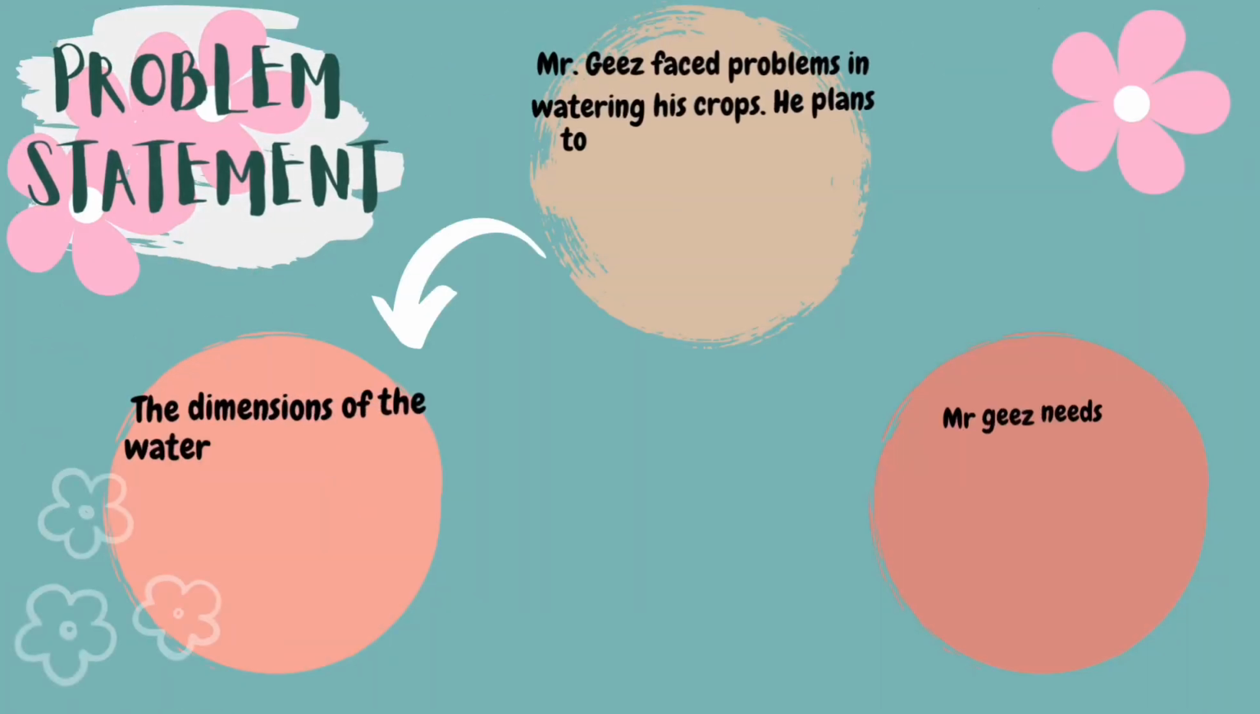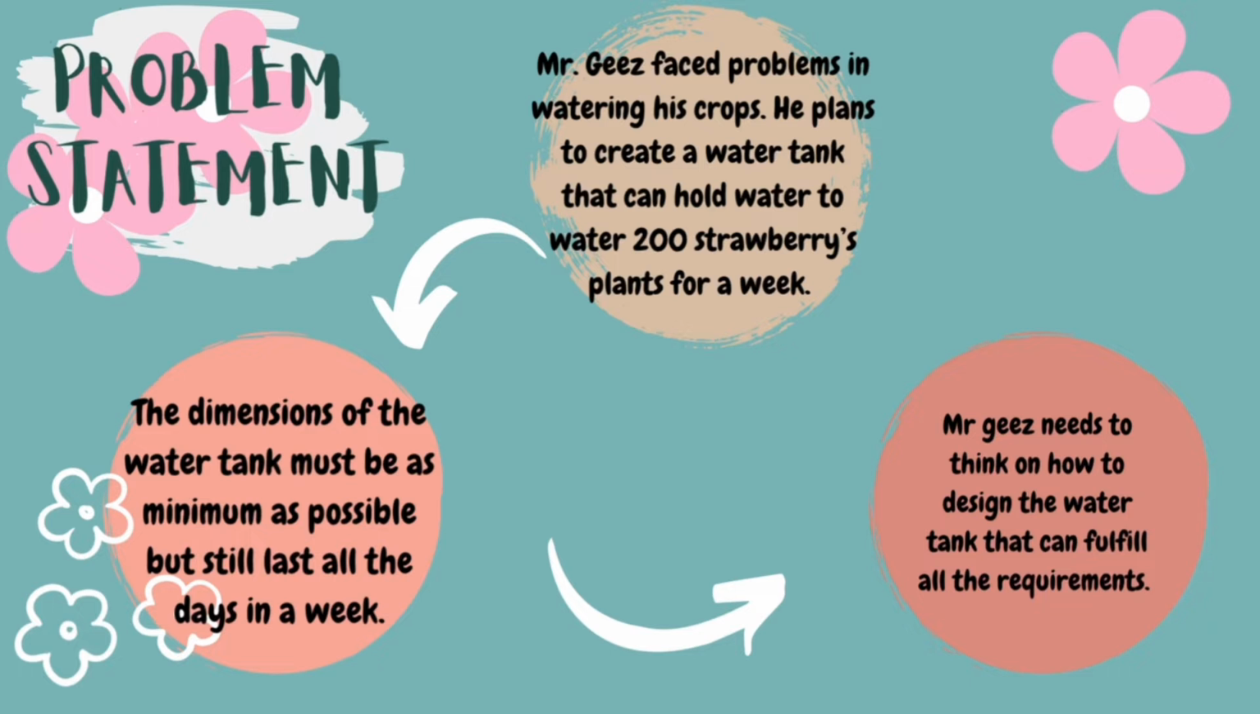Mr. Gis faced problems in watering his crops. He plans to create a water tank that can hold water to water 200 strawberry plants for a week. The dimensions of the water tank must be as minimum as possible, but still last all the days in a week. Next, Mr. Gis needs to think about how to design the water tank that can fulfill all the requirements.